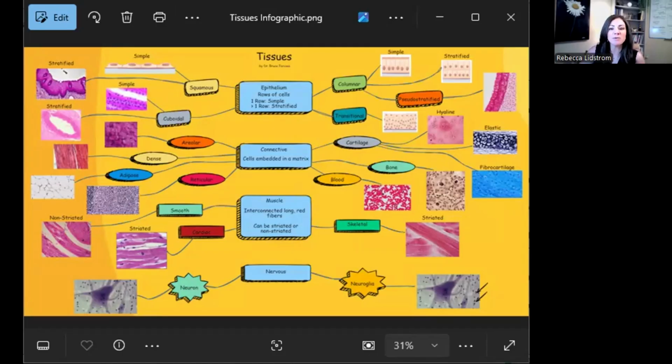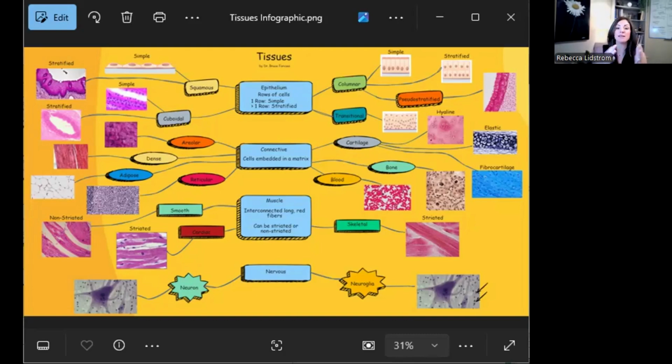So first, let's talk about the four main tissue types that we have inside of our body. We have epithelial, connective tissue, muscle, and nervous tissue. I'm going to touch quickly on each one, look at some key characteristics, and talk about locations where we find them. Remember, understanding tissues is going to be really important because it helps us understand how structure relates to function.